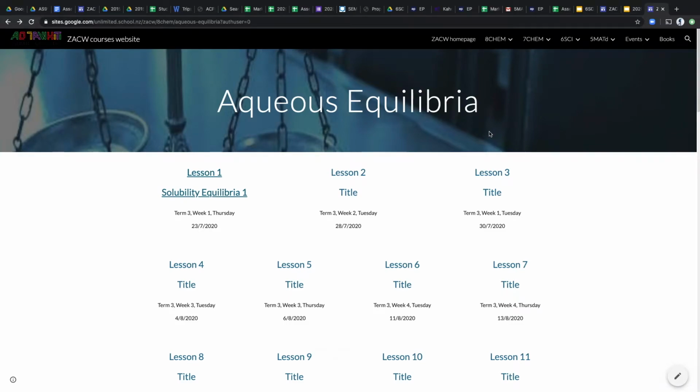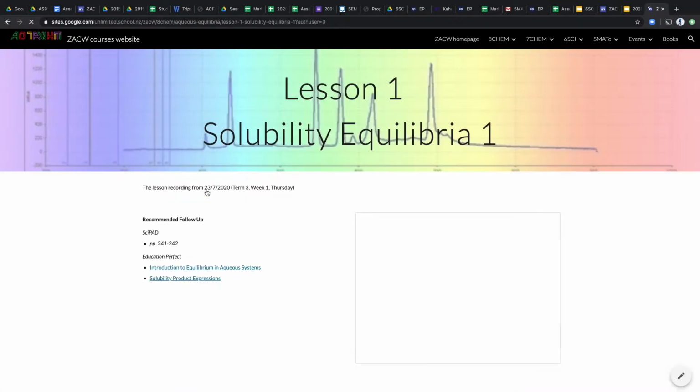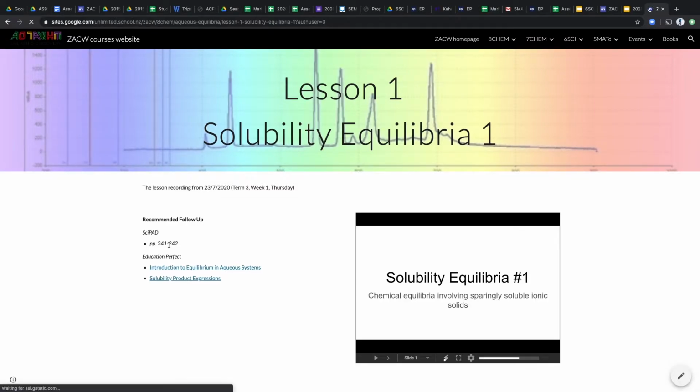So, we have on the Google site a section about aqueous equilibria. You can go there for lesson resources. So if we open up lesson 1, I've recommended the following work to be done for homework. There's the recommended 2 pages out of this iPad, which we'll spend some time doing in class after we go over this portion right now.